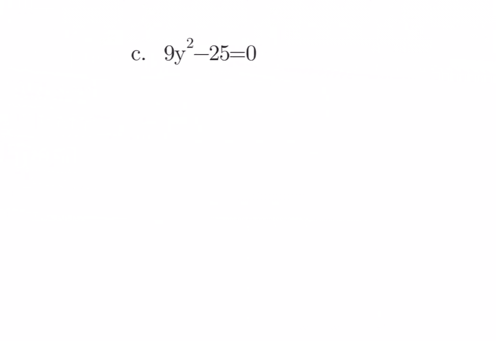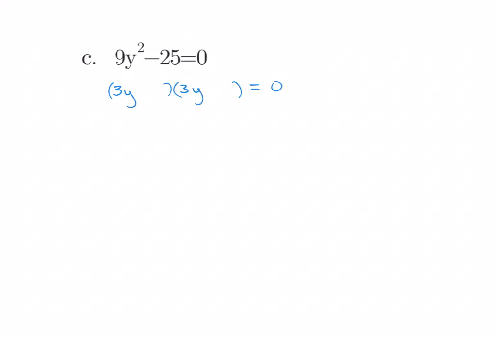All right, last one. 9y squared minus 25. This has only 2 terms, which tells me difference of squares. So if we go ahead and factor this, 9 is 3 and 3. Y squared is y and y. 25 is 5 and 5. And we have different signs.